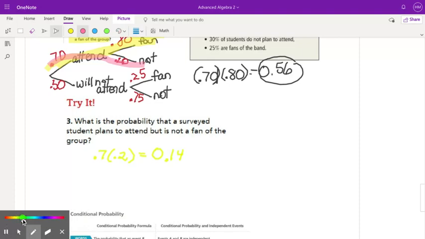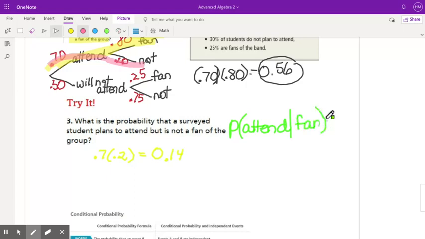Now, where does conditional probability come into play? Well, what about this? What if I ask you this question? What's the probability that they will attend given that they're a fan? So in this question, I'm not asking you first whether they attend or not, like I did here. This is looking at, are they going to attend or are they not? And then I would ask, are you a fan or not? Here I'm saying, of all the fans that are there, what's the probability that they're going to attend?